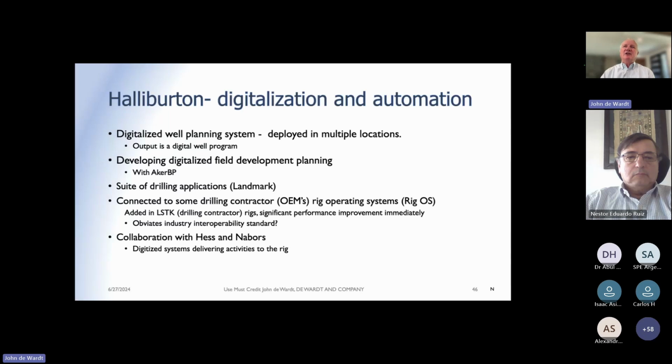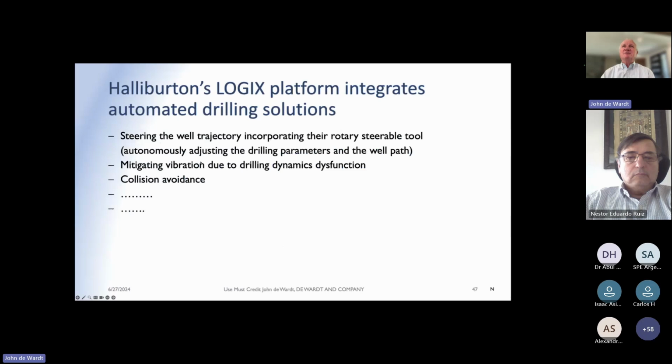And again, collaboration, which I've mentioned before. They have a Logix platform, so they're looking at steering the well trajectory and autonomously adjusting the parameters, mitigating vibration, so mitigating drilling dysfunction, and including collision avoidance.